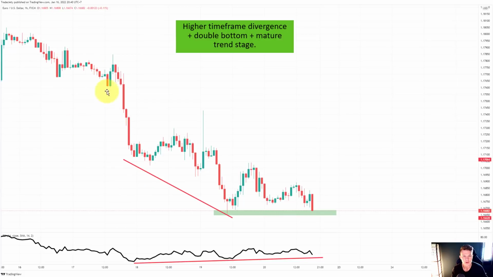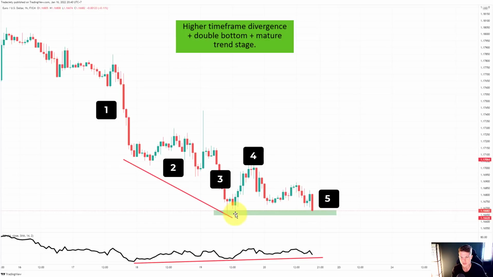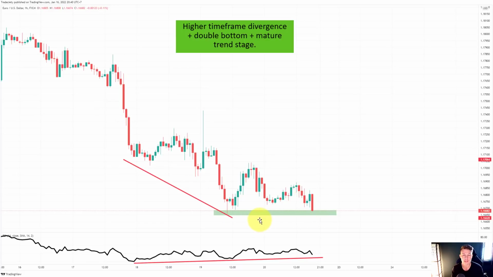First of all, we see we are in a mature trend. We are probably seeing wave 1, 2, 3, 4, and the 5th wave is just a double bottom. So we have technically completed the Elliott wave count, which makes a bullish reversal more likely now. So confluence 1. Then we have a double divergence. We see the regular divergence here, the price making lower lows, whereas the indicator is making higher lows.